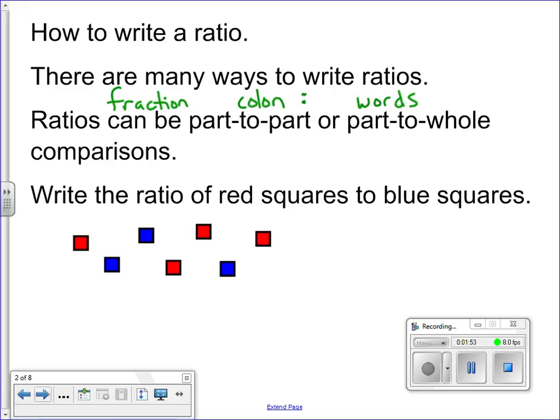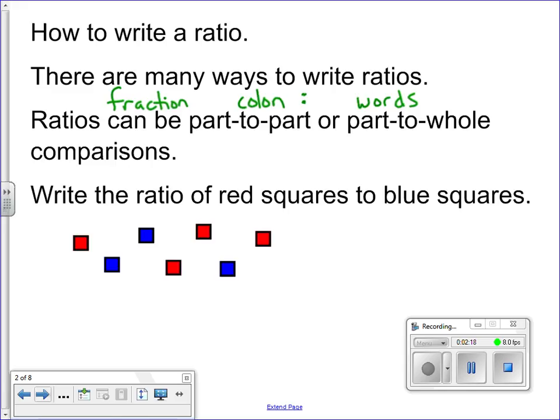The second cool thing about ratios is that they can represent a couple different things. Ratios can be a part-to-part comparison or a part-to-whole comparison. And what I mean by that is, part-to-part: are you comparing two different things? Or part-to-whole: are you comparing a part of the entire group? And we'll talk about that as we go on too. But we can write them as part-to-part or part-to-whole, and it's important to know the difference between the two.